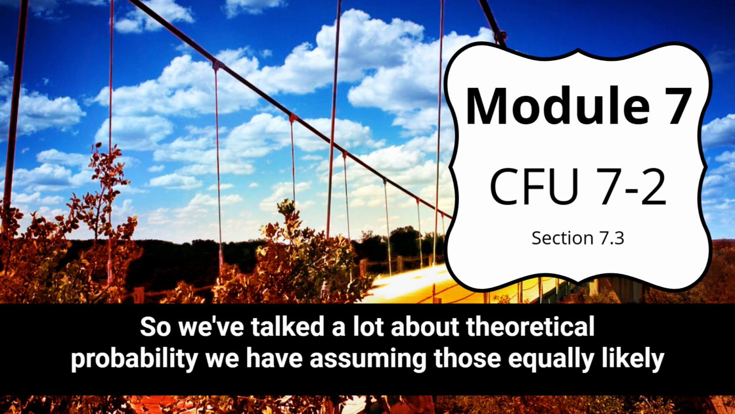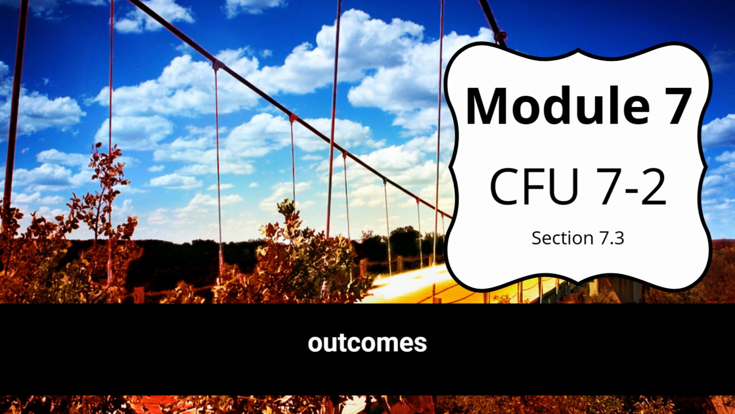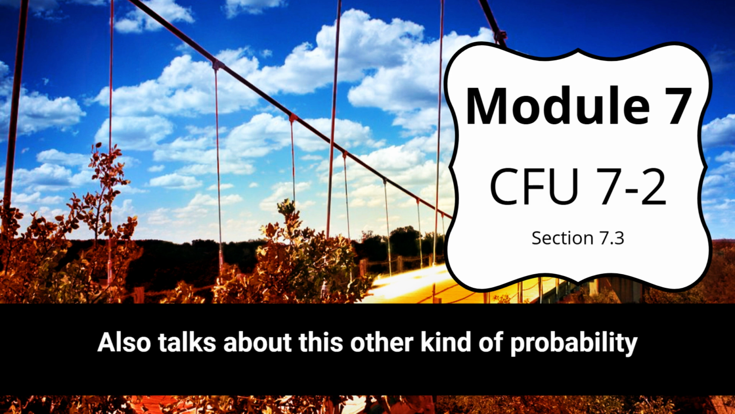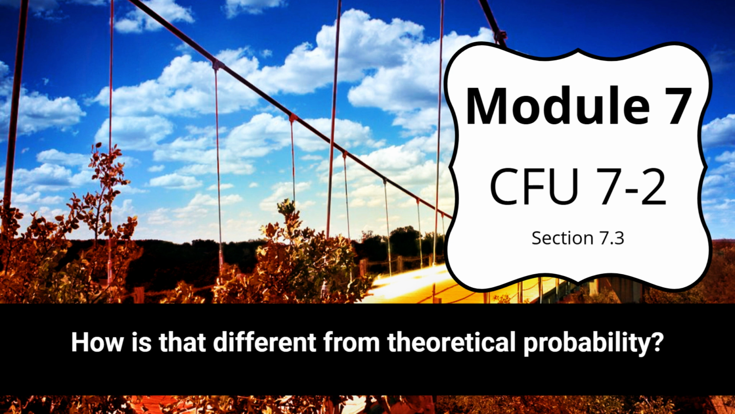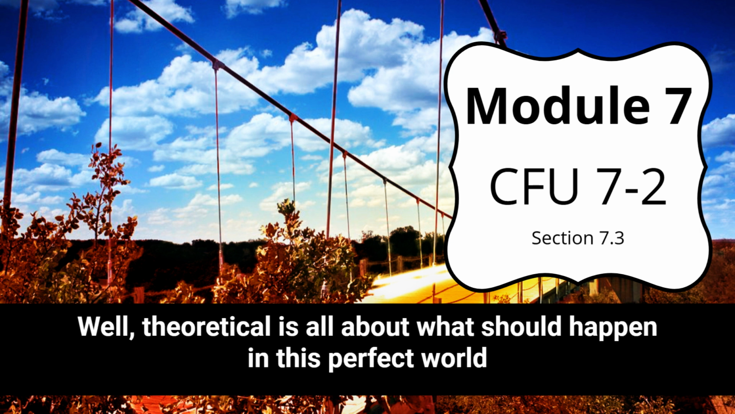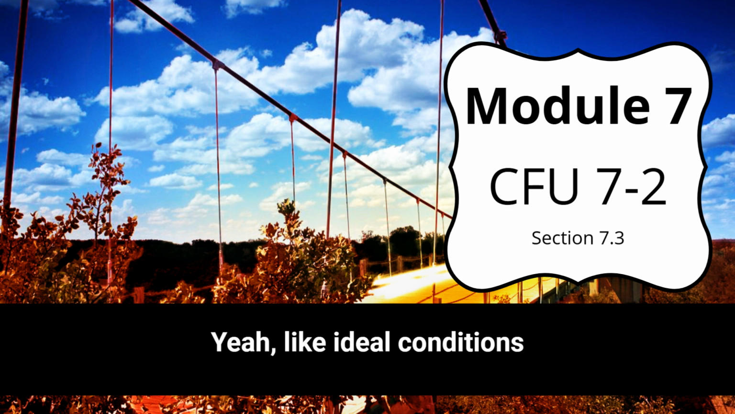So we've talked a lot about theoretical probability, assuming those equally likely outcomes. But the source also talks about this other kind of probability: empirical probability. So what's the difference? Well, theoretical is all about what should happen in this perfect world, like ideal conditions.